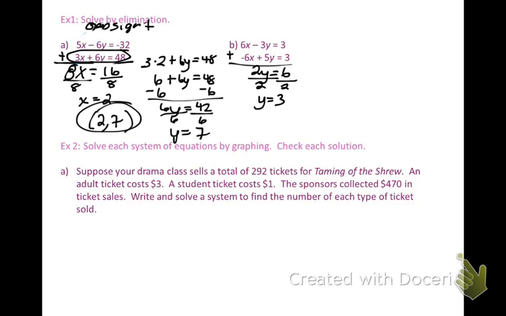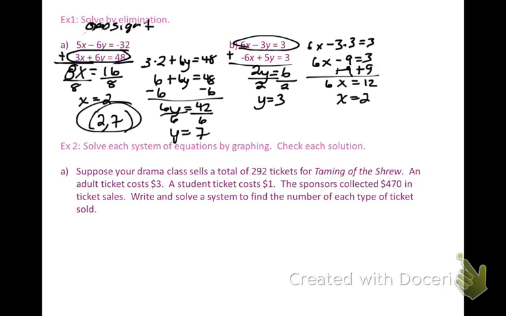Now I'm going to take the top one. I'll just do the top one so you could see. So I'm going to do this one right here. So I'm going to do 6x minus 3 times 3 equals 3. 6x minus 9 equals 3. Add 9. Add 9. 6x equals 12. So x equals 2. So my point, x goes first, so it would be 2, 3.